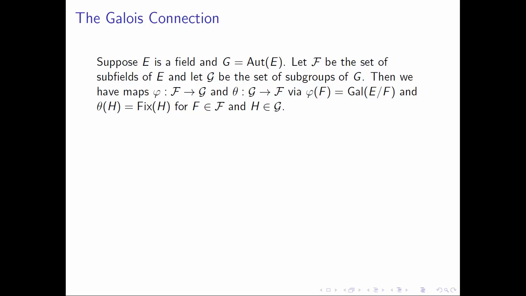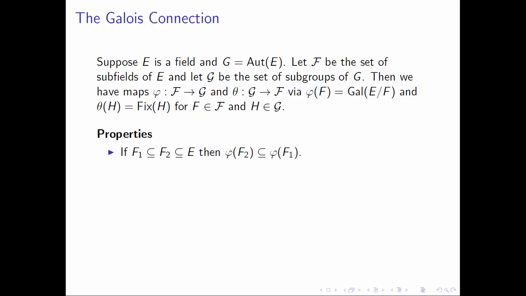Let's suppose that E is a field and G is the automorphism group of E. Let's write script F for the set of subfields of E and script G for the set of subgroups of G. Then we have a map that we're going to denote by phi from script F to script G, and a map theta from script G to script F, where we define phi of F to be the Galois group of E over F whenever F belongs to script F, and we're going to define theta of H to be the fixed field of H whenever H belongs to script G. Now what Galois noticed is that there are some nice properties that are upheld by these maps.